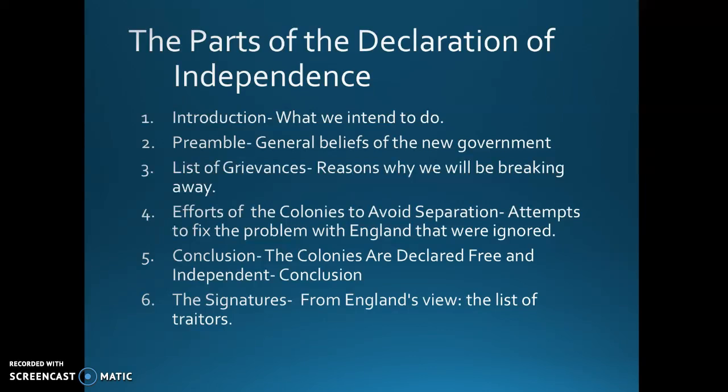The fourth part talks about the attempts by the colonies to avoid separation, and we'll go over that a little bit more. But basically, we explain to them, we try to reach out to you, we try to fix the problems, and then you basically ignore us. Then we have our conclusion. After all these steps have been taken, we have no choice but to be separate from England. We need to break apart.